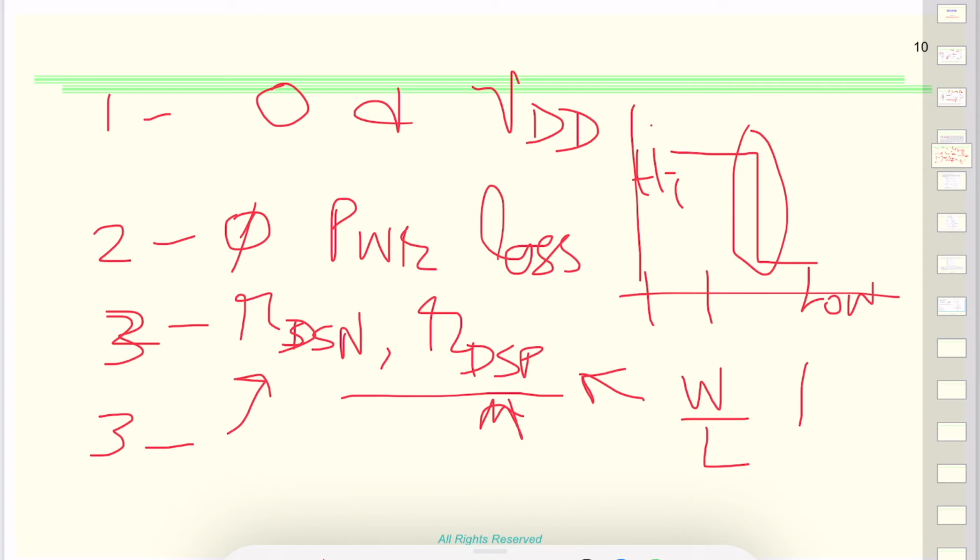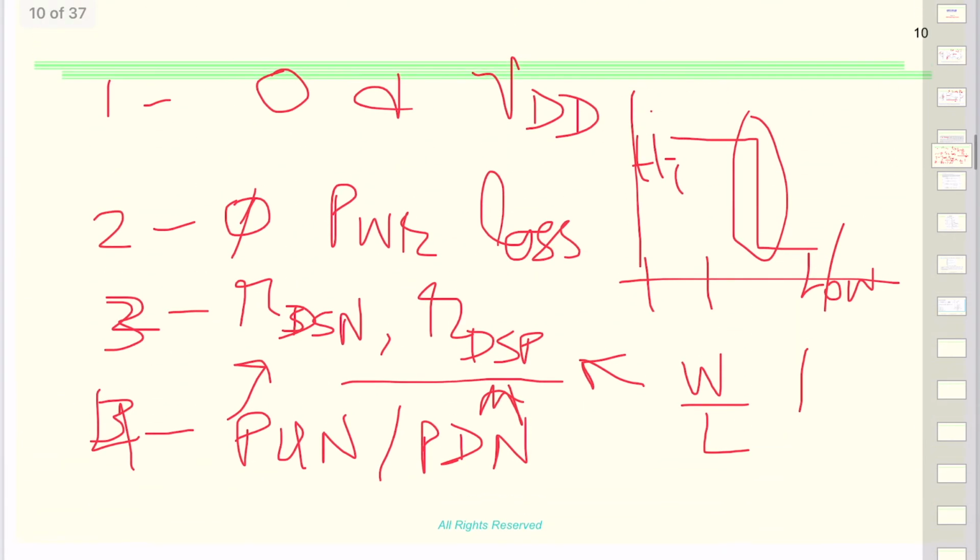And number four is that these pull up devices and pull down devices, what we call pull up network and pull down network, provide high output driving capability in both directions. So they can drain current from the output or they can supply current to the output.